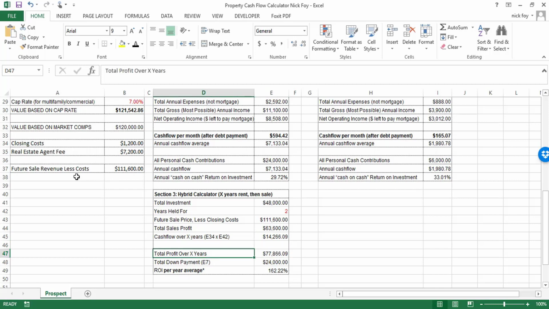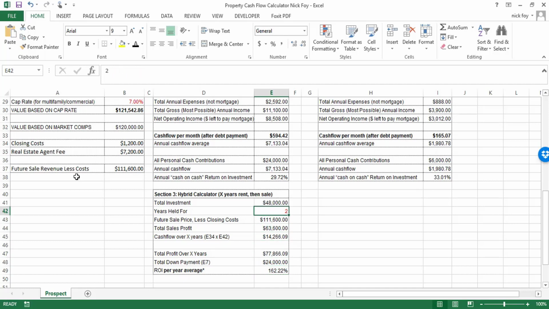So our total profit over the 2 years is going to be about $77,866. Down payment of $24,000. So our ROI per year is going to be about 162%. Since we had so much equity built into the property, since we bought it so cheap and then we flipped it for such a big profit, that gets combined with your cash flow. So our annual cash flow return was 29%, but our total return is going to be 162% because of all the equity that we got in the property by buying it so cheap.